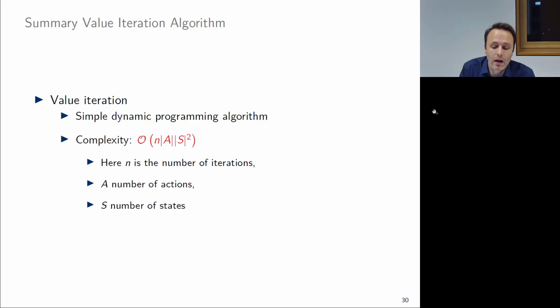Now, value iteration is a simple dynamic programming algorithm. We have seen the properties. It does actually have some good properties. And the complexity of it is the number of iterations times the number of actions times the number of states squared. So this is because of the transition matrix.